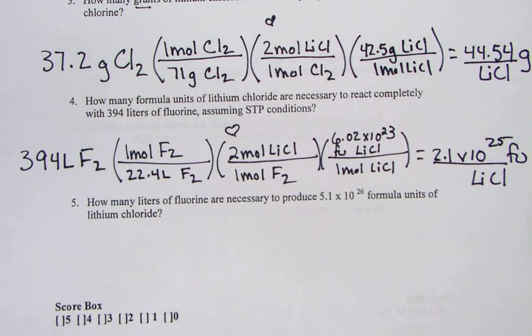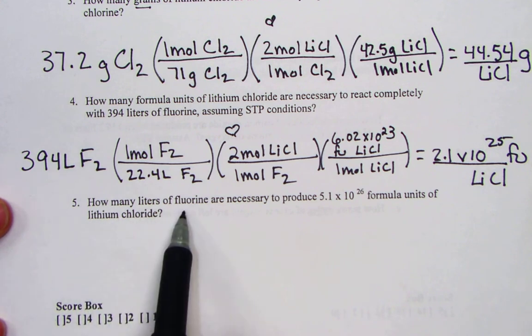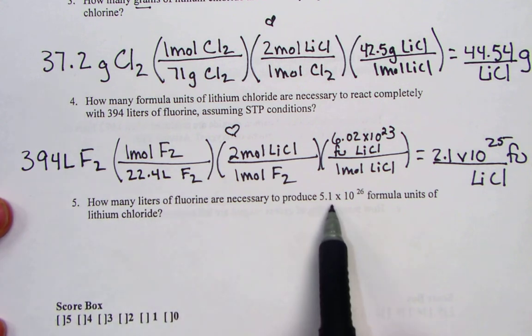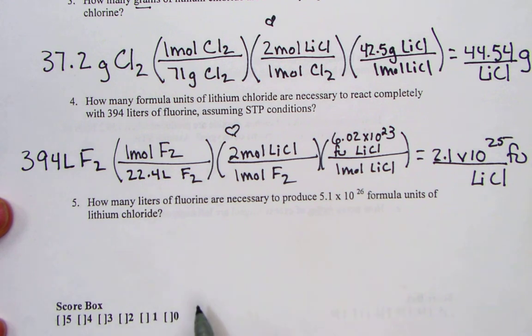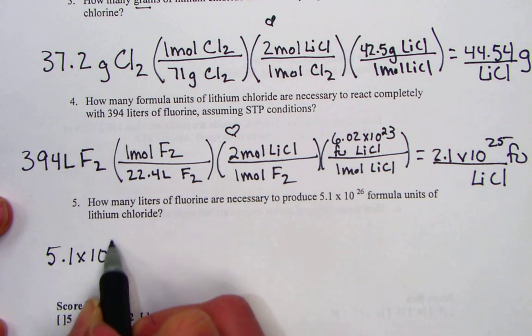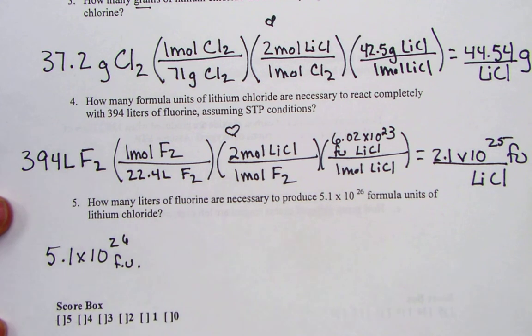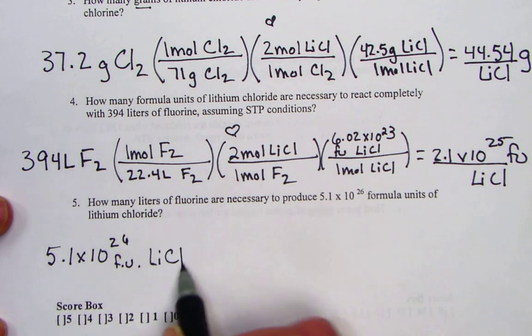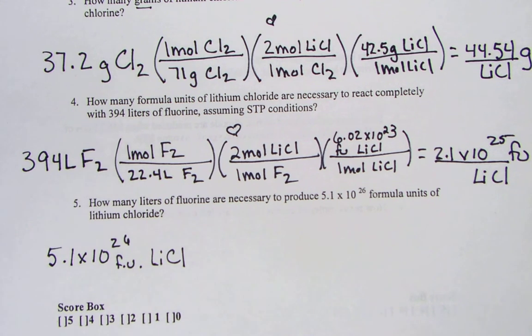One more will finish off this objective, yet another journey using our roadmap. Here we're being asked to find liters of fluorine necessary to produce 5.1 times 10 to the 26 formula units of lithium chloride. So we'll start by writing our number, 5.1 times 10 to the 26. The unit is a formula unit, and the label there would be LiCl for lithium chloride.